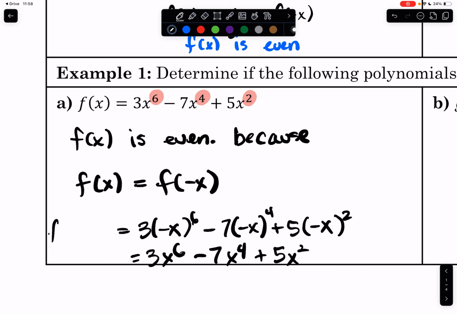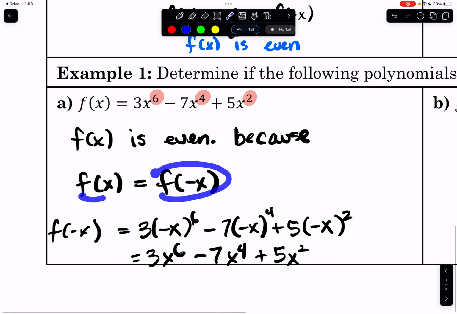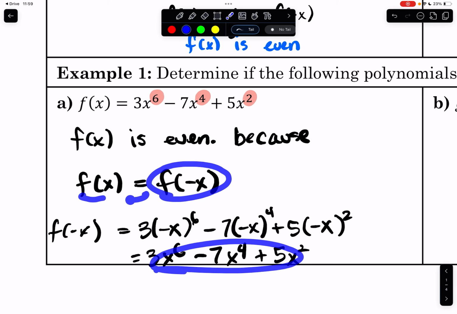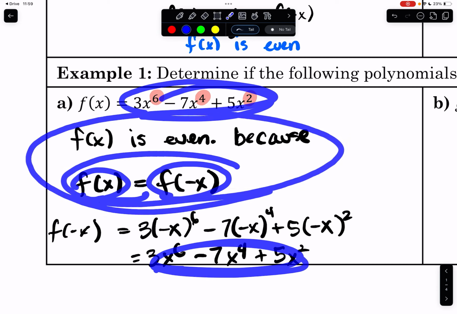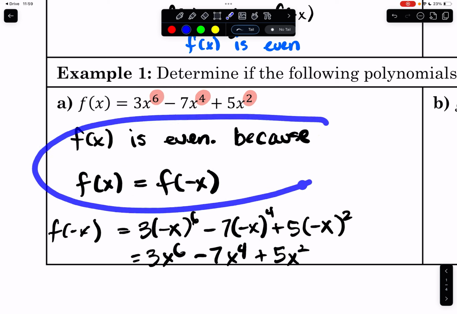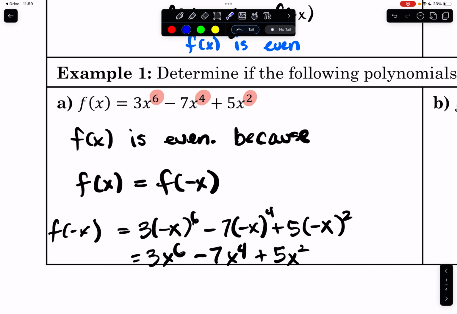This should be f of negative x. So you see, f of negative x, which is this, equals f of x, which is again the original one. So both of them are the same, and this is the reason why f of x is even. F of x is even because f of x is equal to f of negative x.